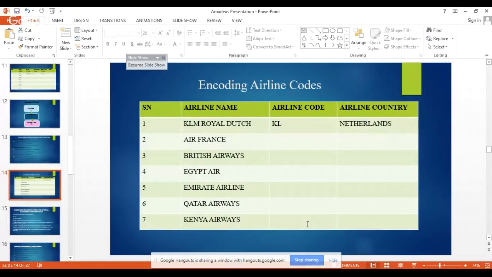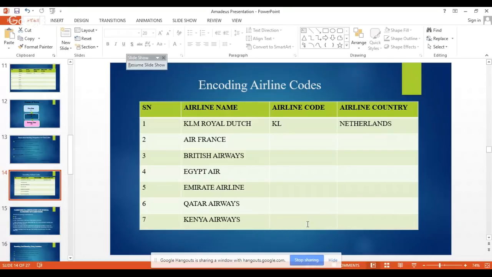Now let's go to the encoding of airline codes. Like we know, we have different airlines. We have KLM, we have Air France, we have Royal Air Maroc, we have Iberia, we have Qatar, we have Emirates, and so on. So let's look at a few of the airlines. The first airline we'll be talking about is KLM Royal Dutch.